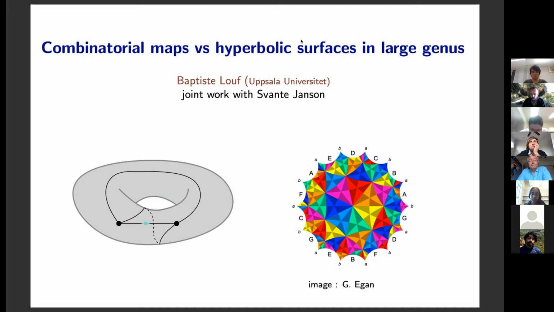So yeah, well, this being said, I just mentioned that this is a joint work with Svante Janson, who is a prof here at Uppsala University. And then let's get started.